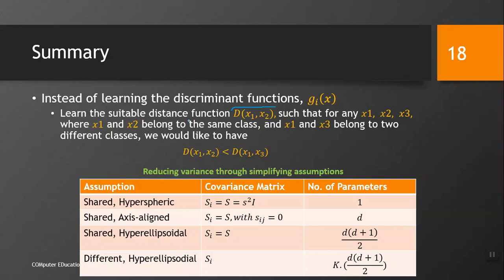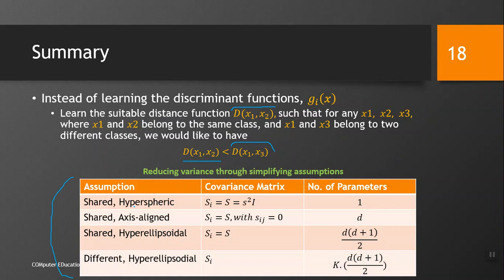Learn the suitable distance function d(x1, x2) such that for any x1, x2, x3, where x1 and x2 belong to the same class and x1 and x3 belong to two different classes, we would like the distance between two instances belonging to the same class to be smaller as compared to the distance between instances belonging to two different classes, right.